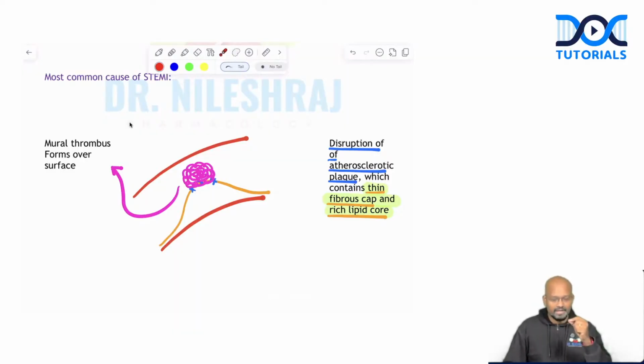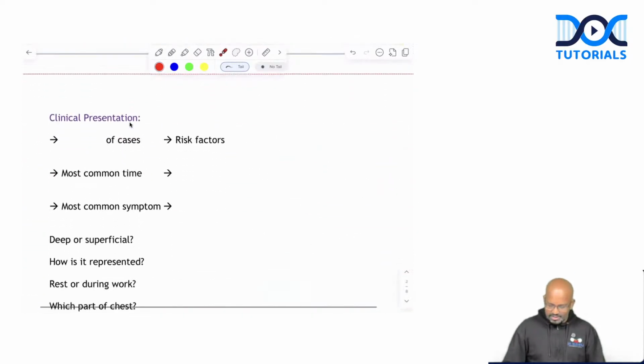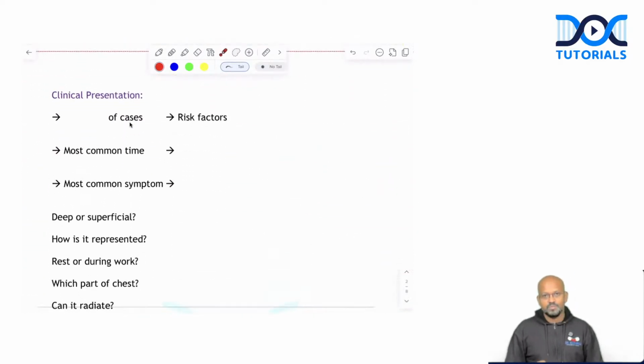I hope I'm clear till now. So what we have discussed till now, 2 points: which patients are more prone to progress on to STEMI and how those patients are progressing on to STEMI. We have discussed the pathophysiological features. Now let's look into how those patients will actually present.